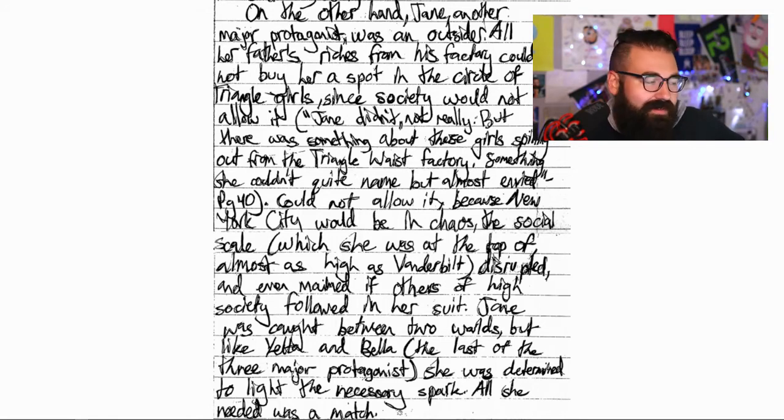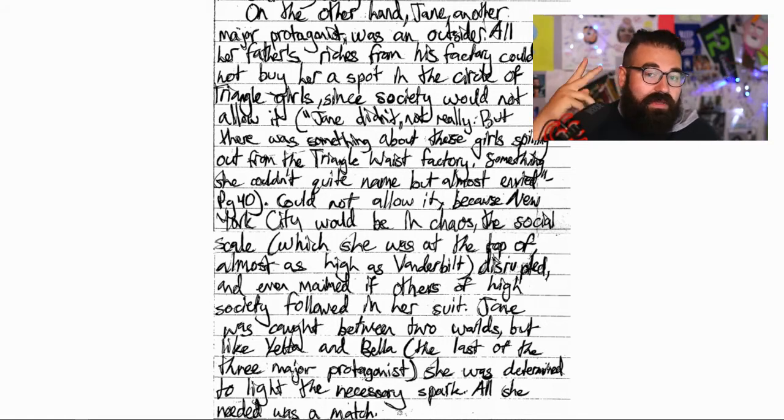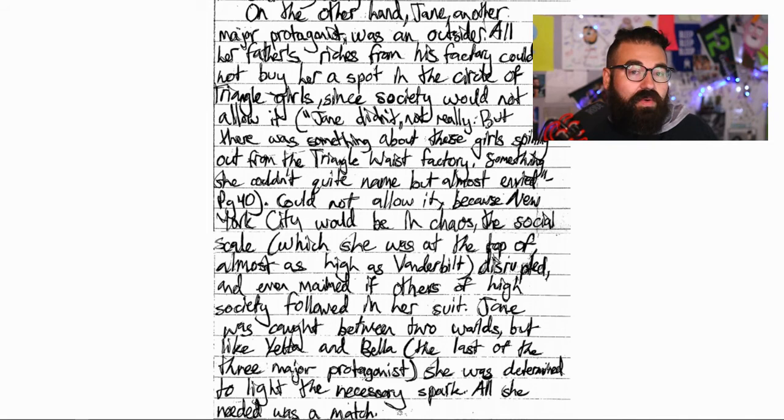Triangle girls? Since society would not allow it. Okay, so far we've got use of protagonist, so academic language. We also have transition words. Excellent. Now we've got the quote, which I really like.